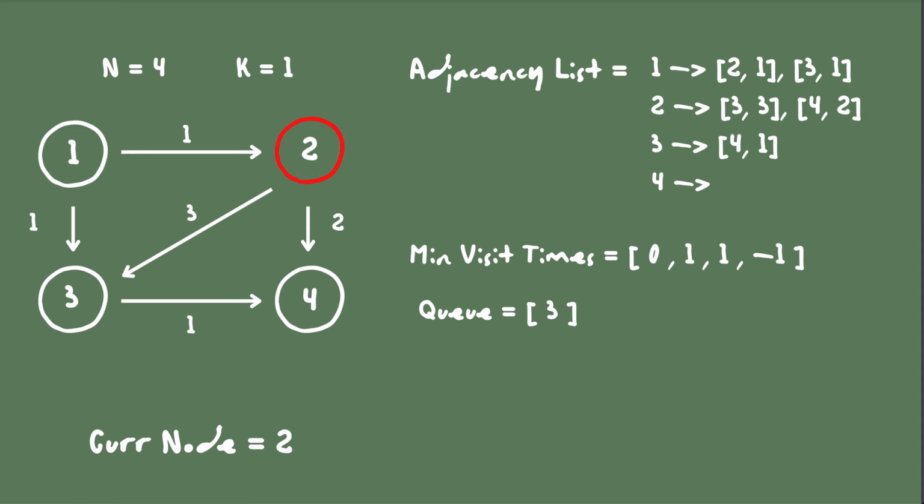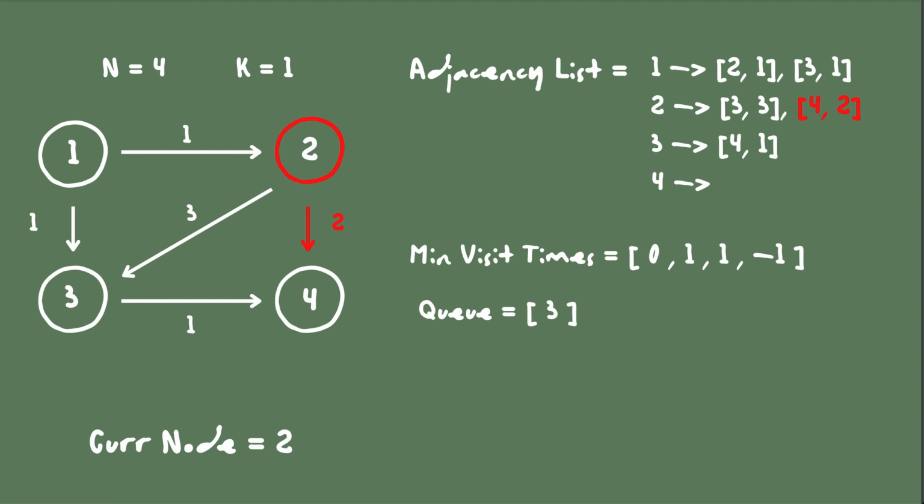Next, let's pop 2 off of the queue. Let's look at its adjacent nodes. So first we have one from 2 to 3. And currently the minimum visit time from to 3 is 1. So we compare, is 3 plus 1 less than 1? No, it's not, so we're not going to update that, and we're not going to push it onto the queue either.